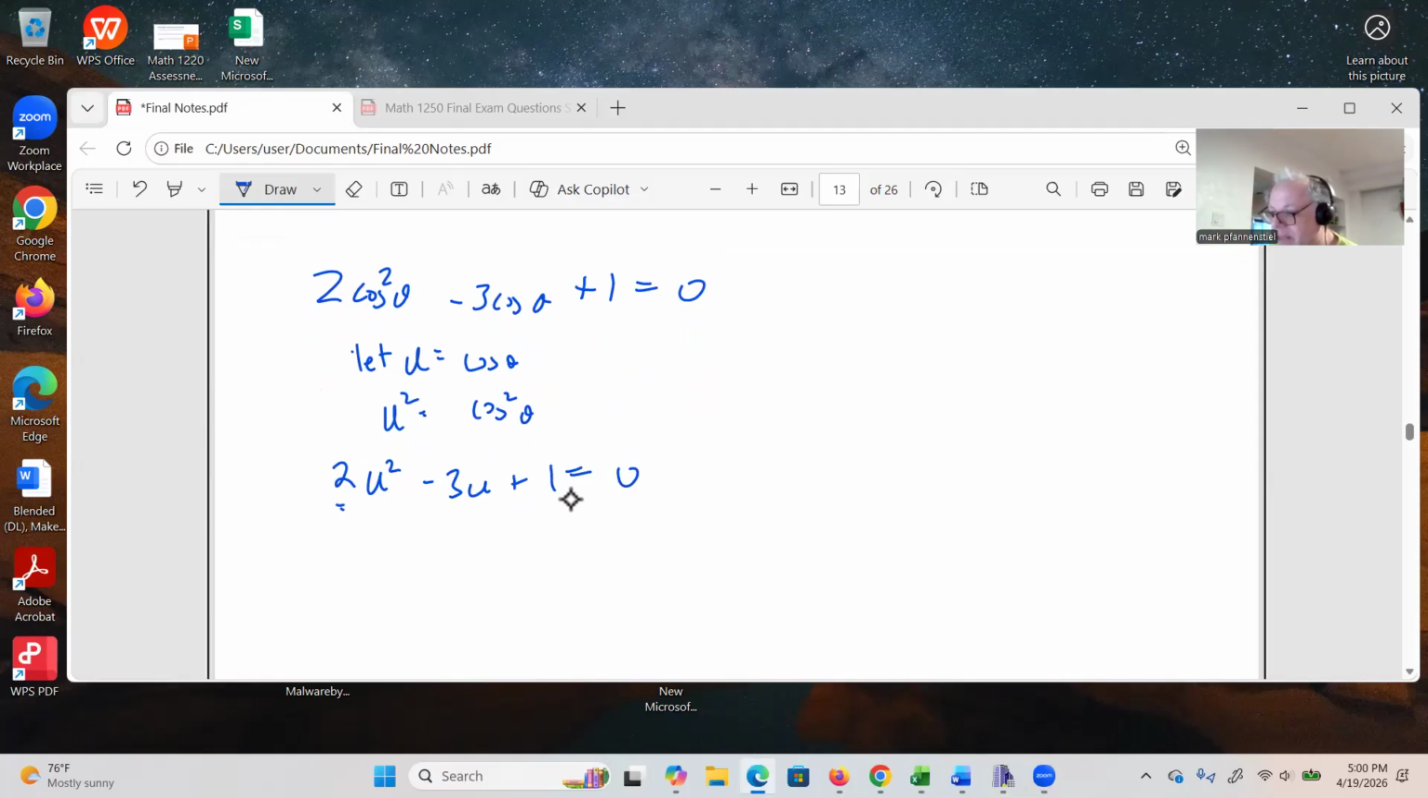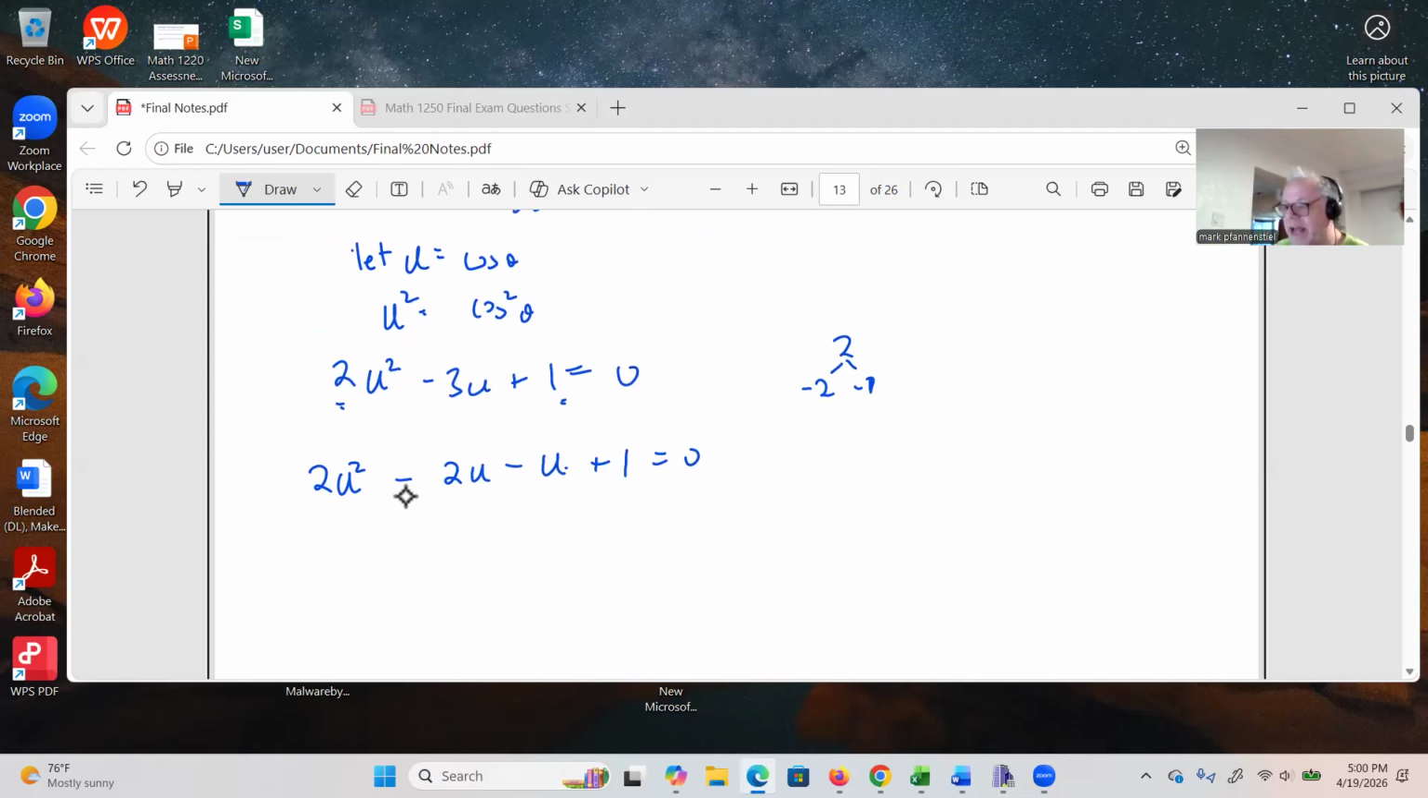Using the AC method, 2 times 1 is 2. I need two things that multiply out to 2 but add up to -3. How about -2 and -1? So we're going to say this is 2u squared minus 2u minus 1u plus 1 equals 0. -2 minus 1 is -3. Okay, let's go ahead and pull out a 2u from the first pair of terms.